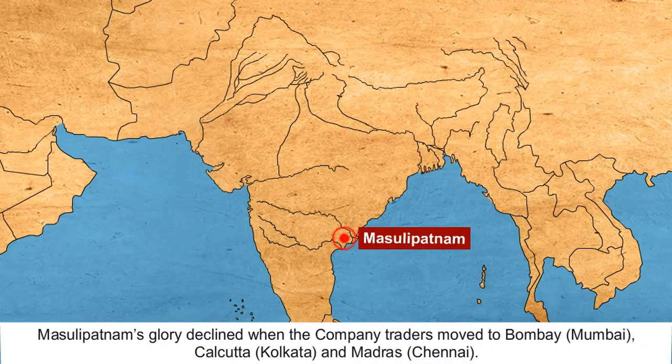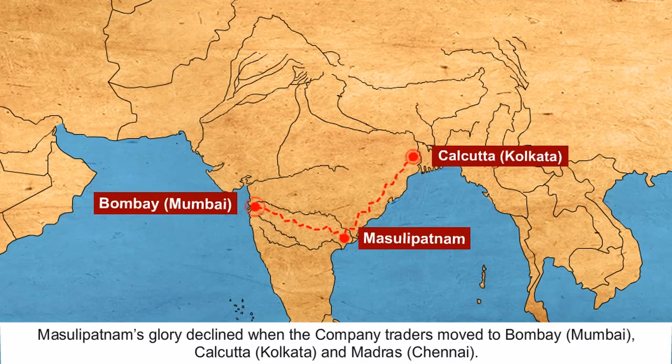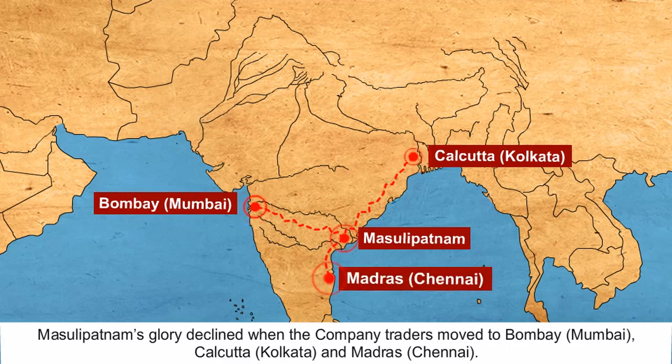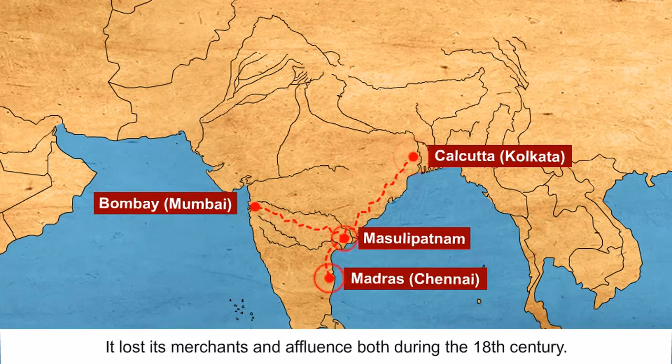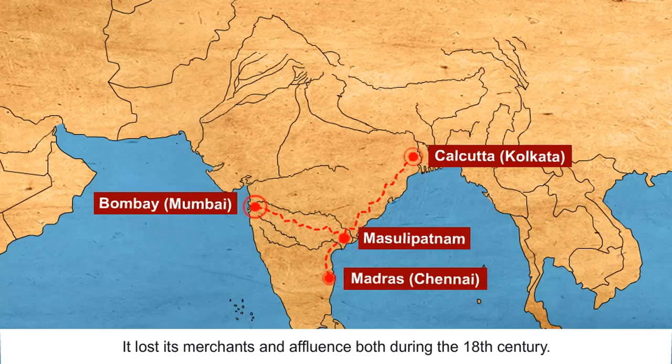Masulipatnam's glory declined when the company traders moved to Bombay (Mumbai), Calcutta (Kolkata), and Madras (Chennai). It lost its merchants and affluence both during the 18th century.